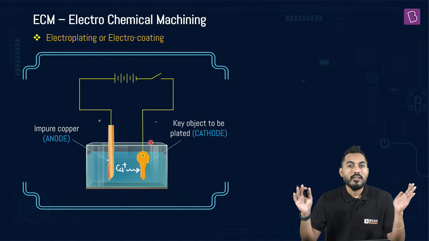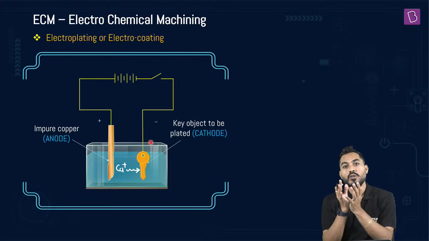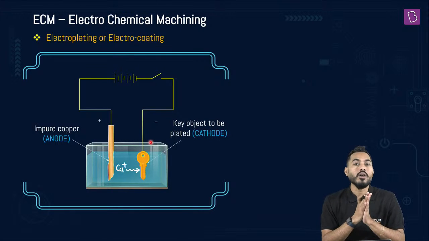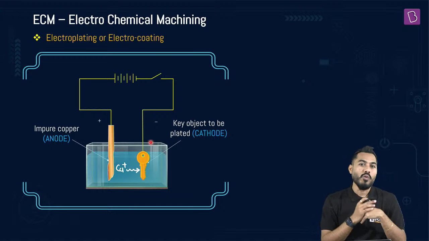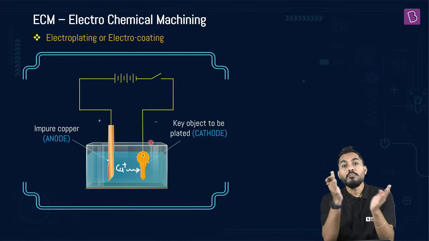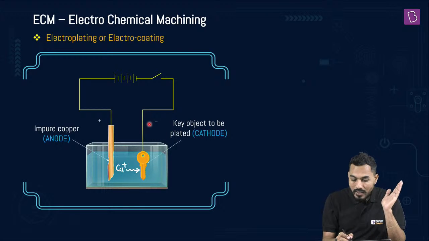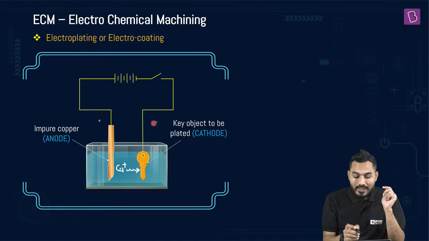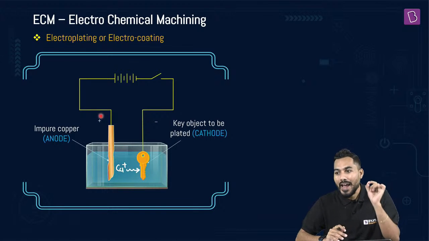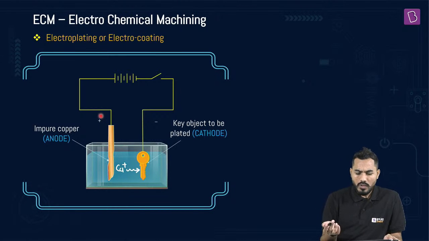This principle is utilized in electroplating or electrocoating. Whenever we want to generate a new layer of material on some workpiece, we perform electroplating or electrocoating. But in electrochemical machining operation, we don't want to deposit the material, we want to remove the material from the workpiece. Therefore we change the polarities of the workpiece and the electrode. In electroplating, my workpiece is connected to the negative terminal, but in electrochemical machining, my workpiece is connected to the positive terminal and it is acting as an anode. Absolutely true.